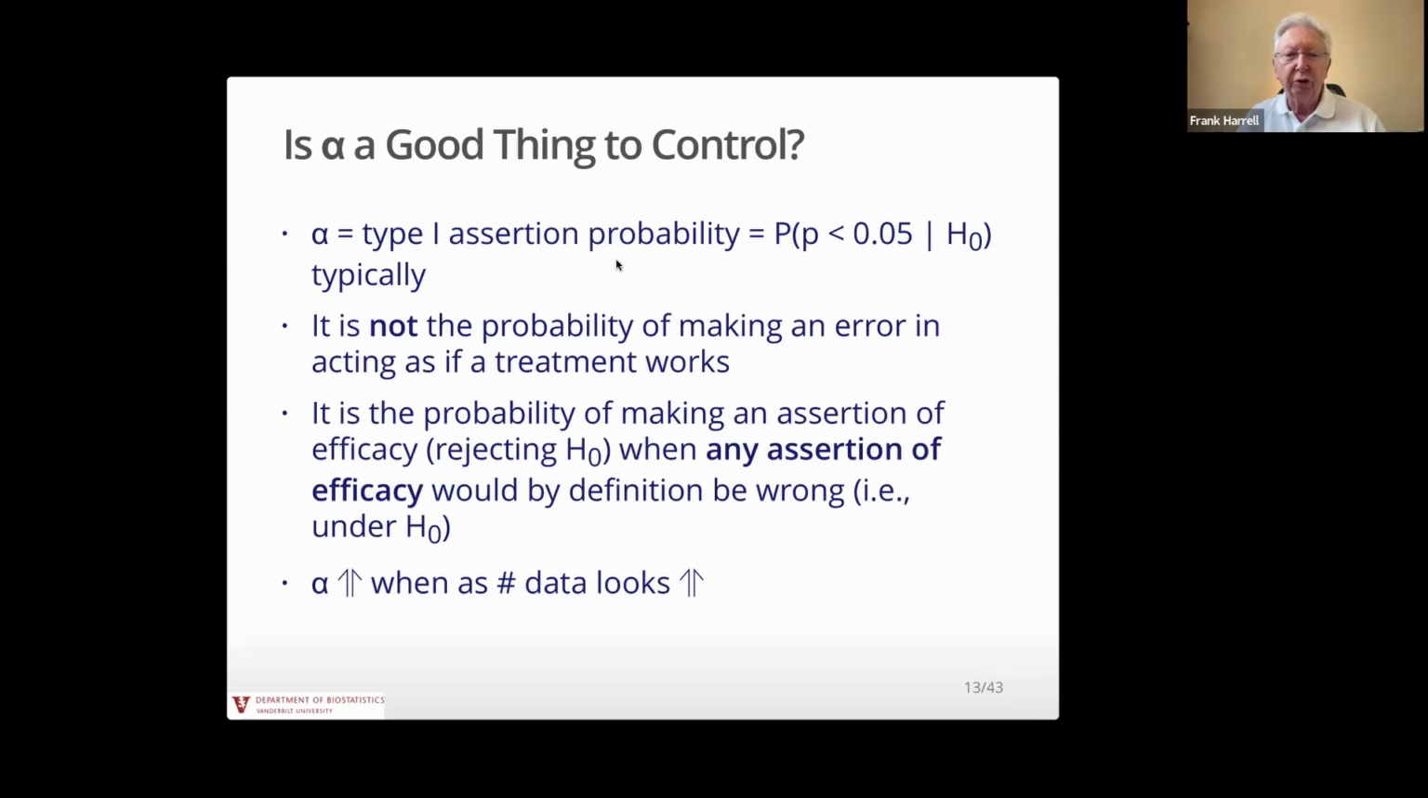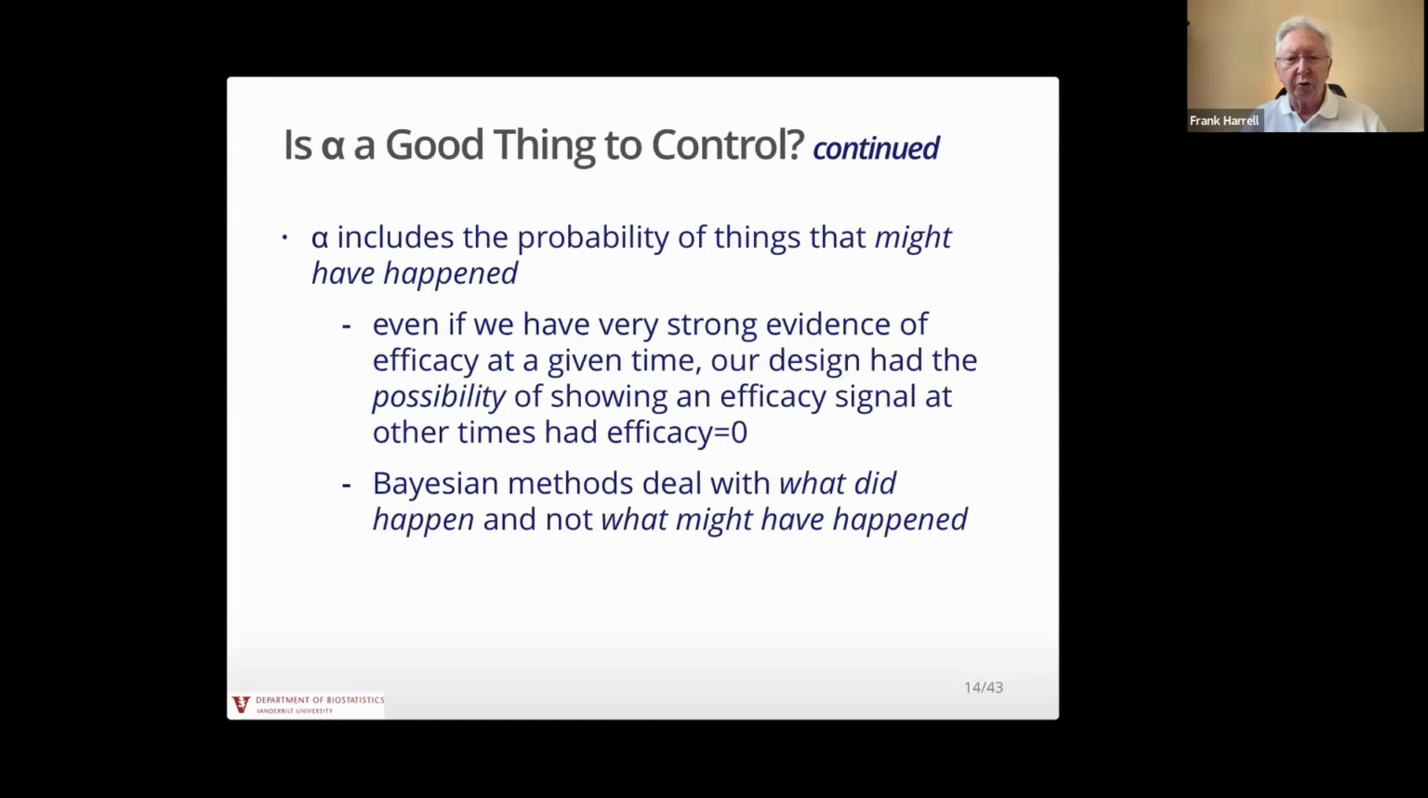So alpha is nothing more than the probability of asserting something when any assertion is by definition wrong. Now, if you look at this formal definition of alpha, that's as far from an error probability as you could possibly get. And alpha increases as the number of looks go up. Alpha is not the probability of making an error in acting as if a treatment works. So we endow alpha with all sorts of magical properties, and that's at the heart of rigid design and wasted money, in my view.